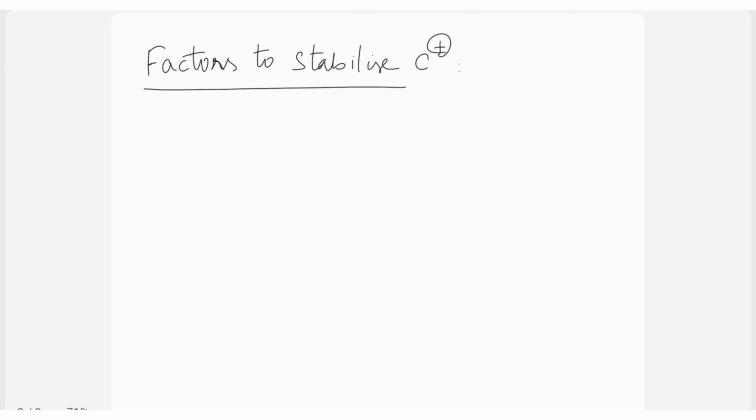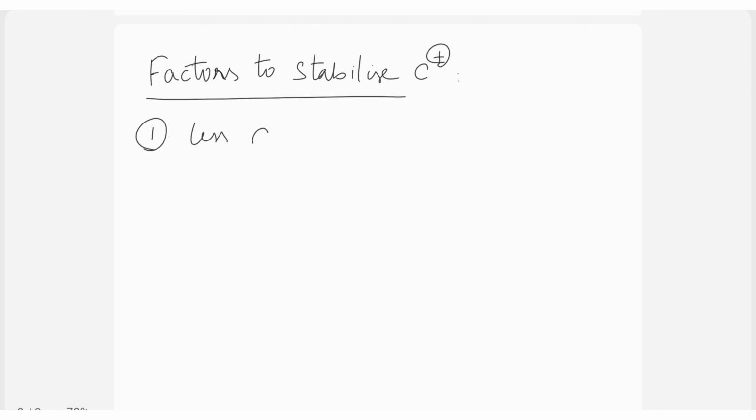Now let us see what factors are going to stabilize the carbocation. First is the less electronegativity of carbon.